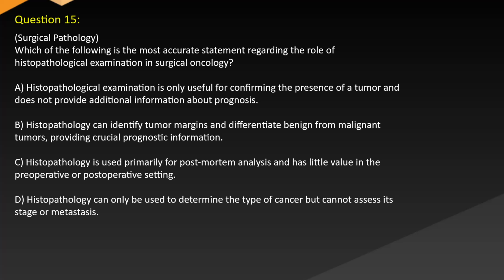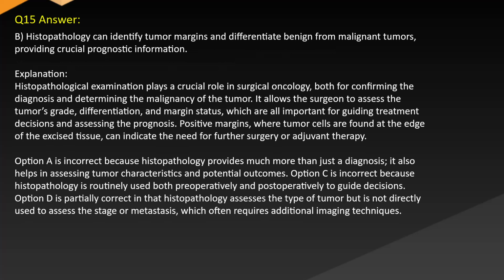C. Histopathology is used primarily for post-mortem analysis and has little value in the preoperative or post-operative setting. D. Histopathology can only be used to determine the type of cancer but cannot assess its stage or metastases. Answer. B. Histopathology can identify tumor margins and differentiate benign from malignant tumors, providing crucial prognostic information.